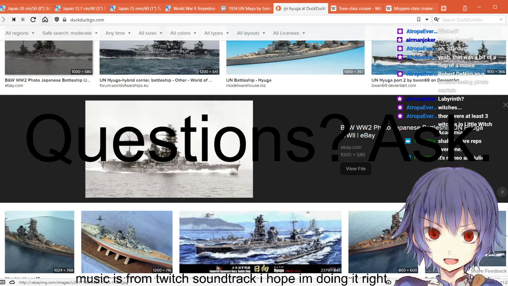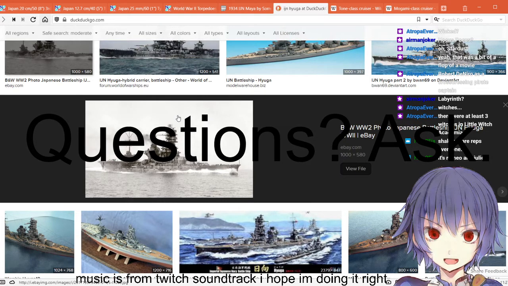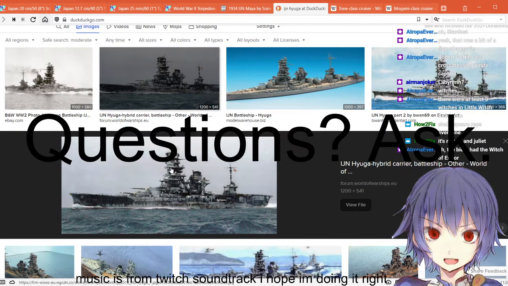I like Hyuga, the Hyuga class. More because of their looks than in service. Anything they did in service. I think they're very aesthetically pleasing ships, because they got this stupid massive pagoda that's emblematic of Japanese battleships.